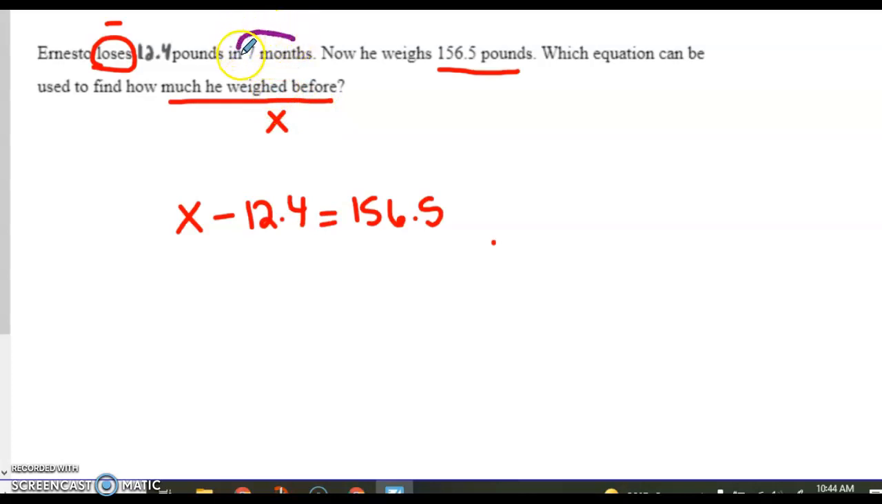And let me go ahead and point out the 7 months doesn't matter. Okay, it's just a distractor. If you want to know his weight before, you would take his weight and subtract it from the weight he lost. It doesn't matter how long it took him to do that. He would still weigh 156.5 pounds, whether he lost it in 2 months or 7 months or 12 months. That's just a distractor to confuse you, so you got to ignore that 7.